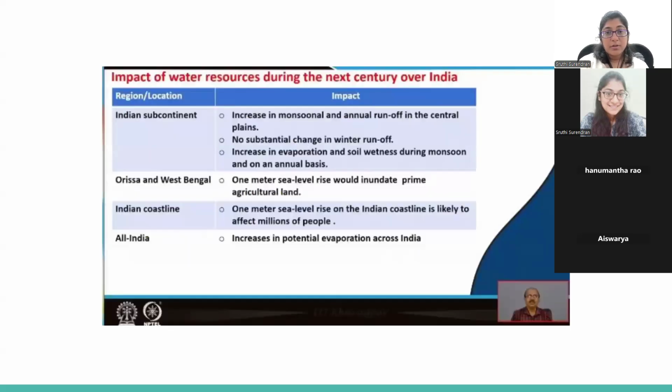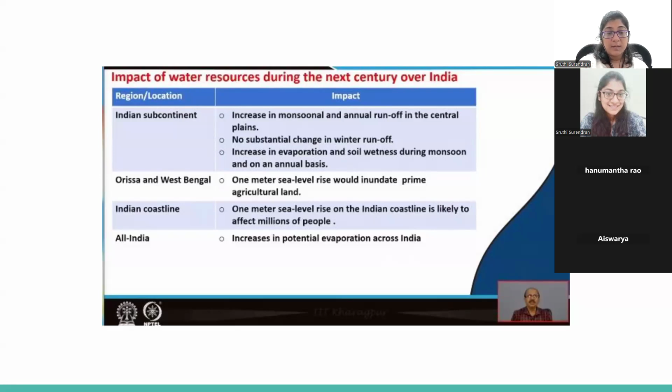So, impact on water resources during the next century in India: there is going to be a high increase in monsoonal and annual runoff in the central plains. There is not going to be much change in the winter runoff. We are not talking about the precipitation, but runoff is not going to change much. Then there will be an increase in evaporation, and there will be an increase in soil moisture during monsoon.